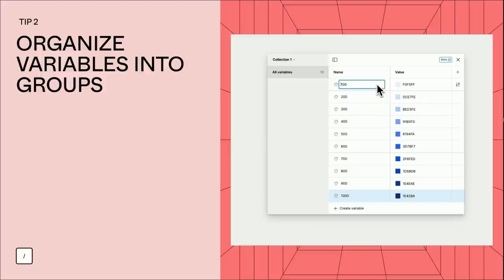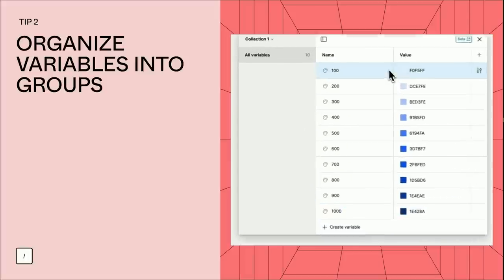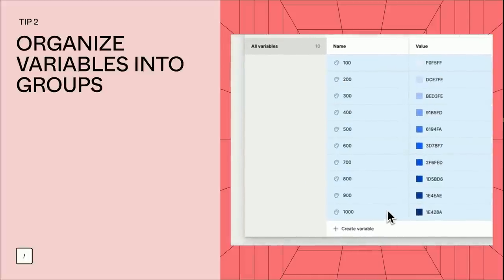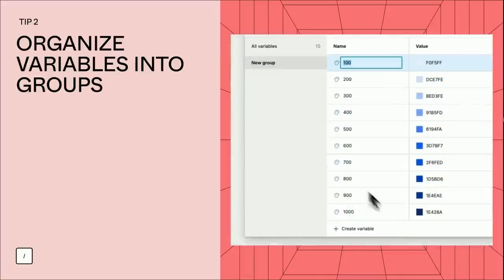Next, organize variables into groups. Once you have some variables added, place them into groups and subgroups, just like you might with styles or components. You can do this by adding a forward slash to the variable name. Or select multiple variables by holding Shift and right-click for the option to group your selection and then give it a name.